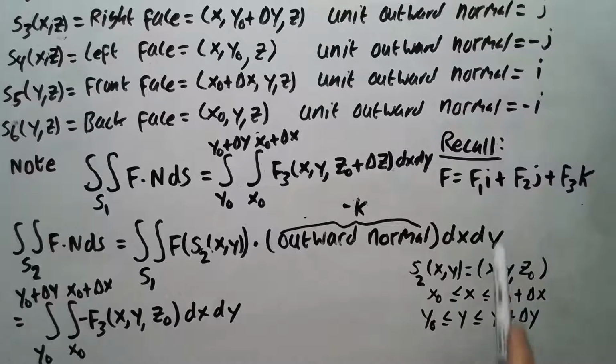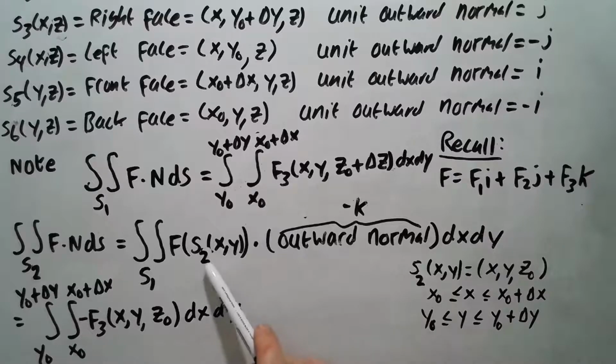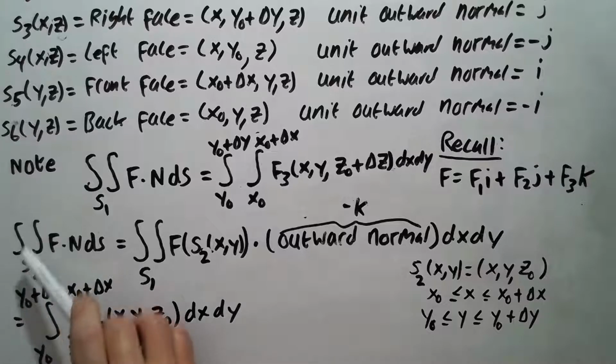So when you dot with negative K, your F is going to pick up the F3. There'll be a minus sign in front this time. Then you're composing with S2, which is x, y, z0, so it'll go here. So that's my surface integral over S2 now.